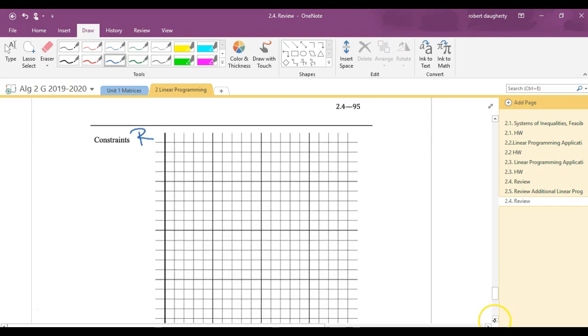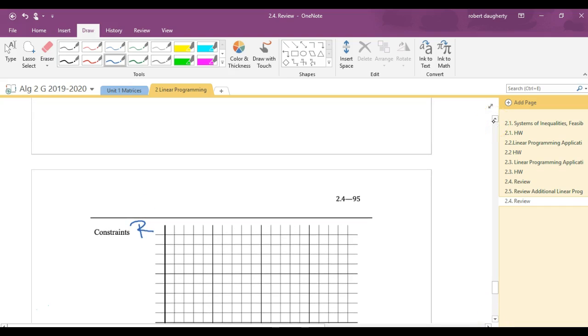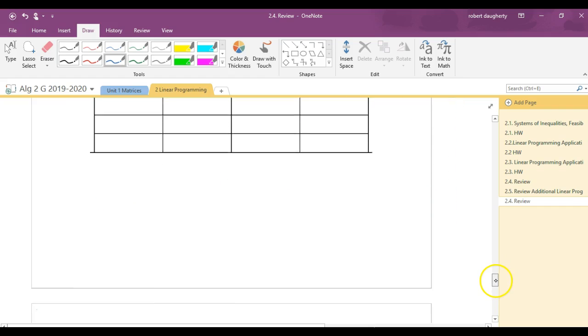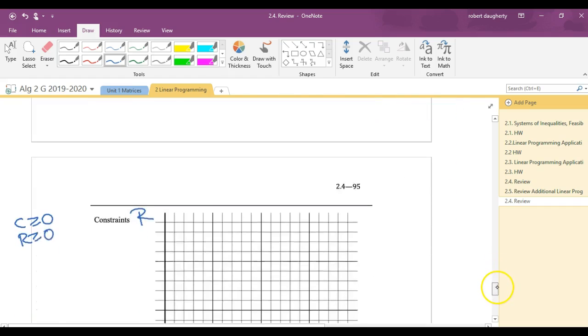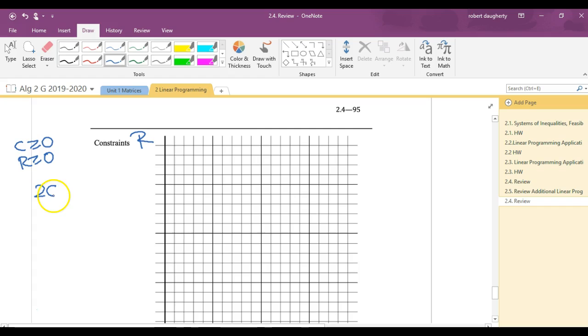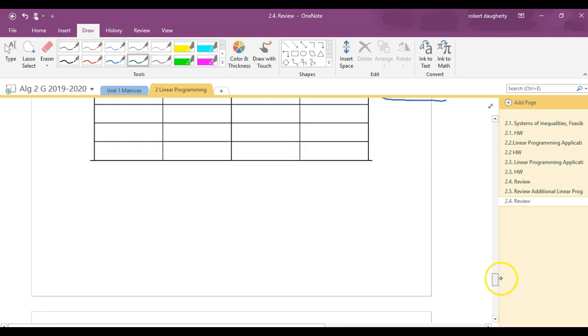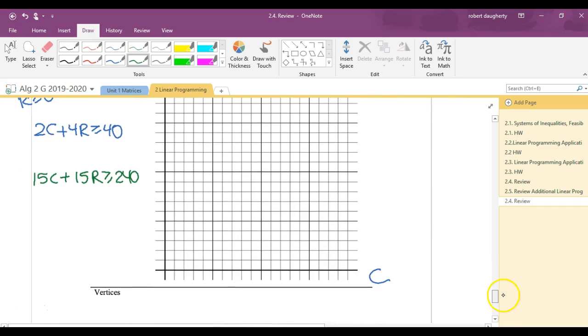So if I come over to my graph, let's graph these functions. I've got 2, 4, and 40. So I've got C greater than or equal to 0, R greater than or equal to 0, and then 2C plus 4R is greater than or equal to 40. And then the other constraint was 15C plus 15R greater than or equal to, I think it was 240. And then I've got C is greater than 2R.